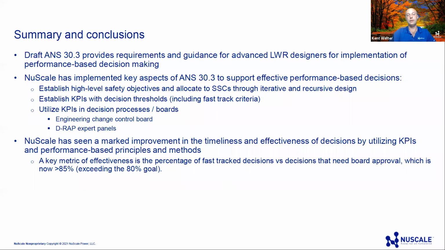Our metric for effectiveness, one of them, is the number of ECRs that we are able to fast track. And we are actually at about 87% of them right now. So that's exceeding our 80-20 goal or rule. With that, that's all I have for today. Thank you very much for listening. And if there are any questions or comments, I'd be happy to take them.